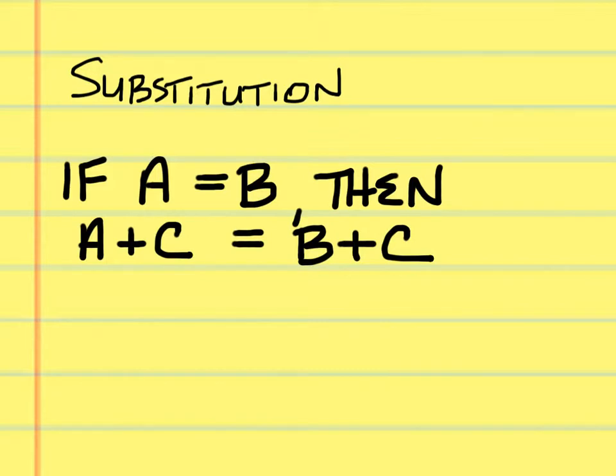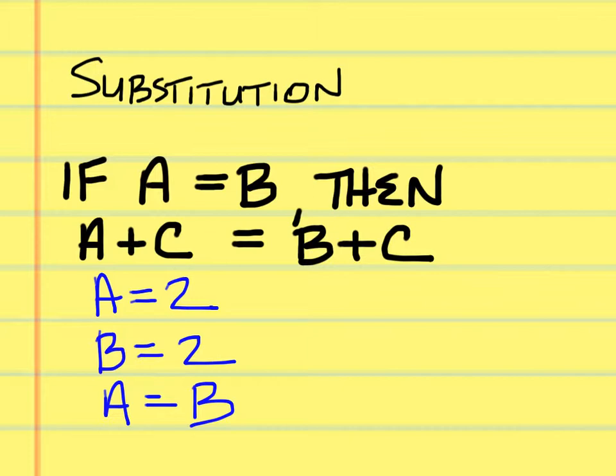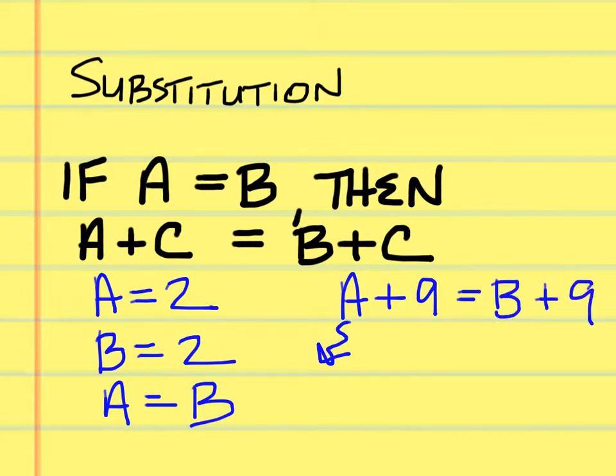Substitution. If A equals B, then A plus C equals B plus C. For example, if I had A equals 2 and B also equals 2, if they both equal 2, then I can say that A equals B. So if they're both the same, and I had A plus 9, I could substitute this A out and write B plus 9, and it would not change the equality of it.